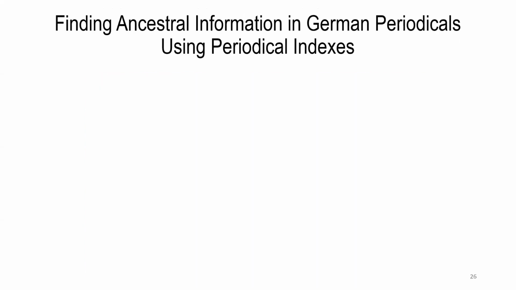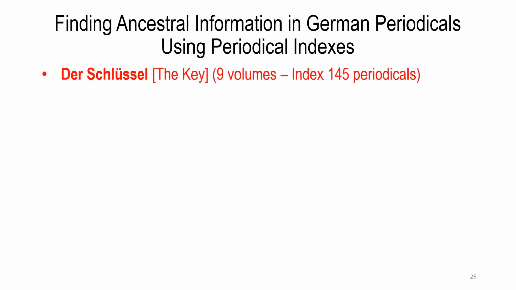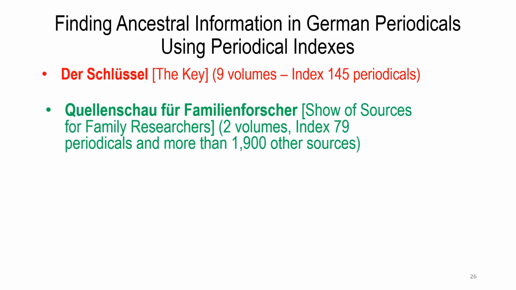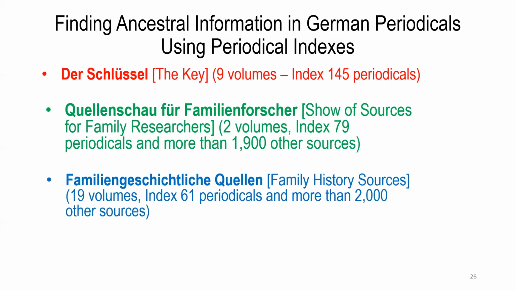To help solve this dilemma, we need to understand how to use three important periodical indexes. These indexes include Der Schlüssel, a 9-volume work that indexes 145 periodicals. The Quellenschau für Familienforscher is a 2-volume work that indexes 79 periodicals and more than 900 other German genealogical sources. Then the Familiengeschichtliche Quellen is a 19-volume work that indexes 61 periodicals and more than 2,000 other German genealogical sources.